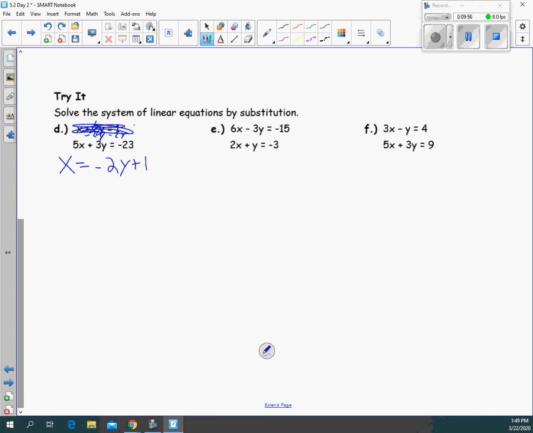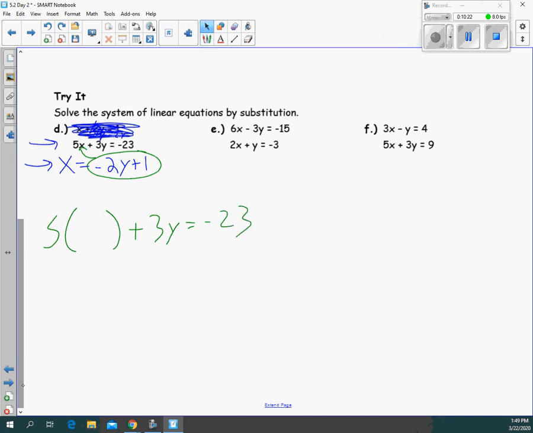Now I can basically disregard that entire top equation, because I have it rewritten right here in a nice way. So I'm going to use substitution. I have a variable all by itself, so I'm going to plug that in for x. And when I rewrite it, it's going to be 5x plus 3y equals negative 23. But instead of writing x, of course I'm going to write minus 2y plus 1. Okay? When I distribute, negative 10y plus 5 plus 3y equals negative 23.